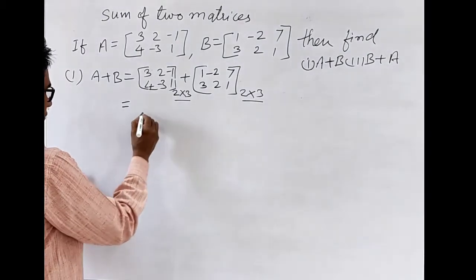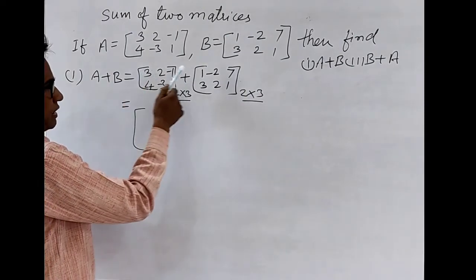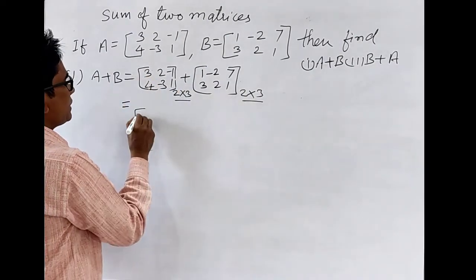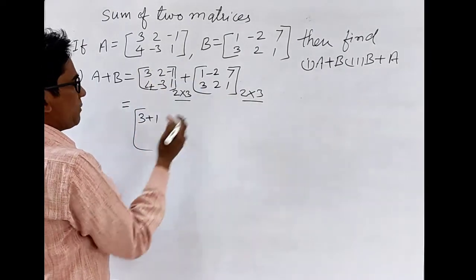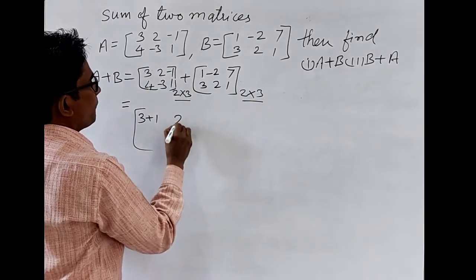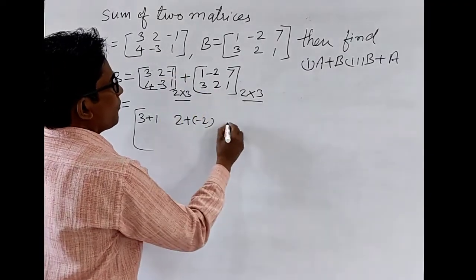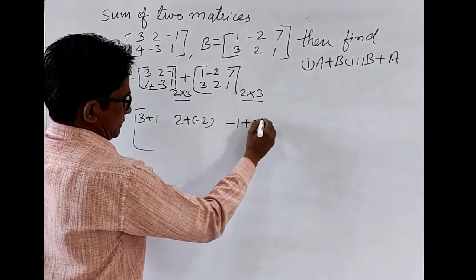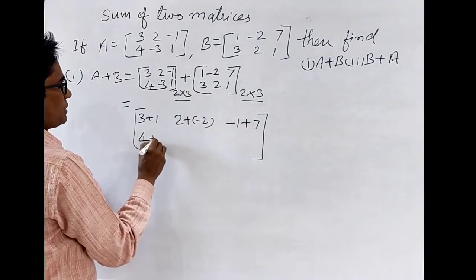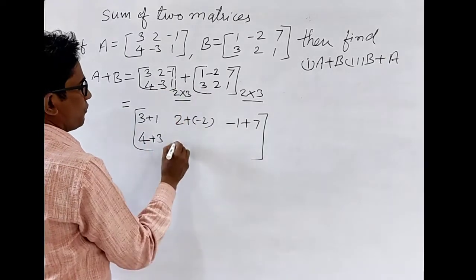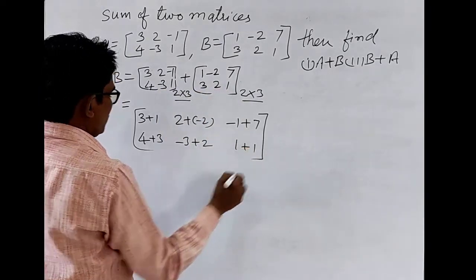Now do the addition. First element of the first matrix plus first element of the second matrix, that is 3 plus 1. The corresponding second element should be added, 2 plus minus 2, and the third element, that means minus 1 plus 7. Then 4 plus 3, then minus 3 plus 2, then 1 plus 1.